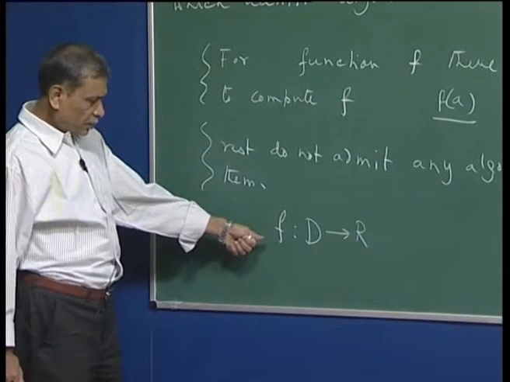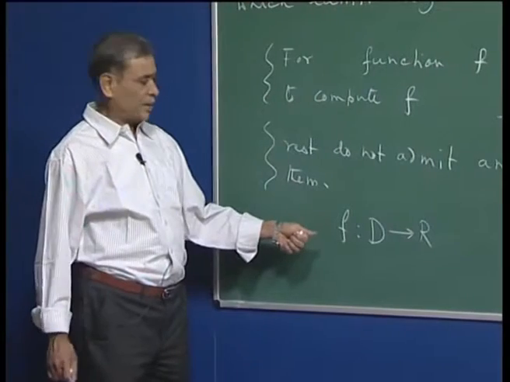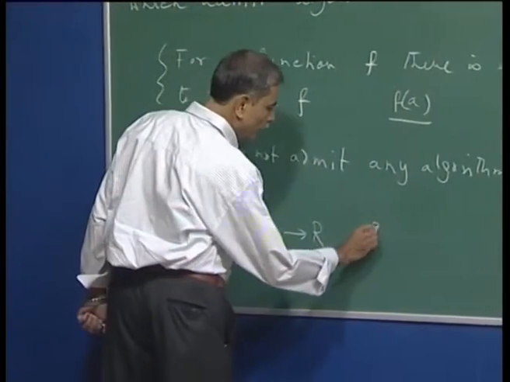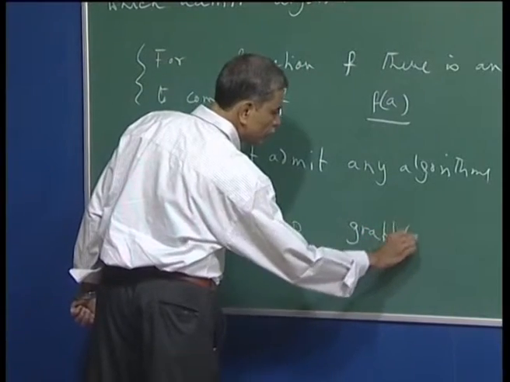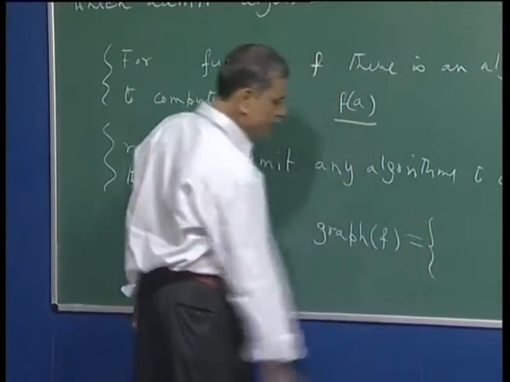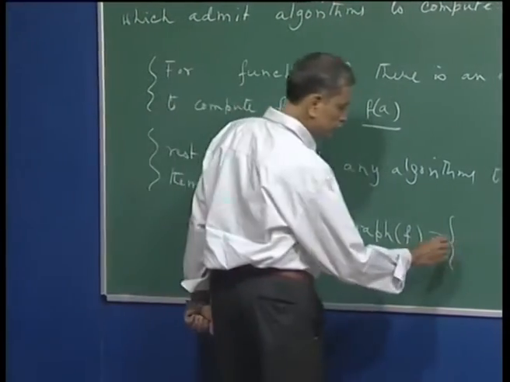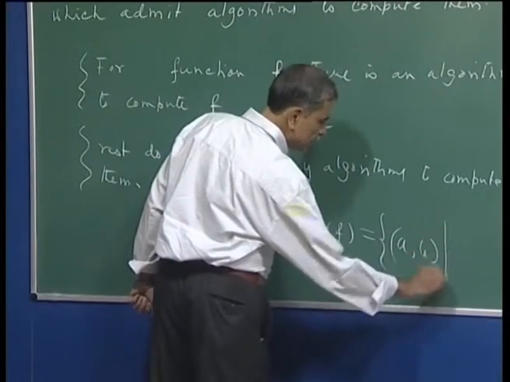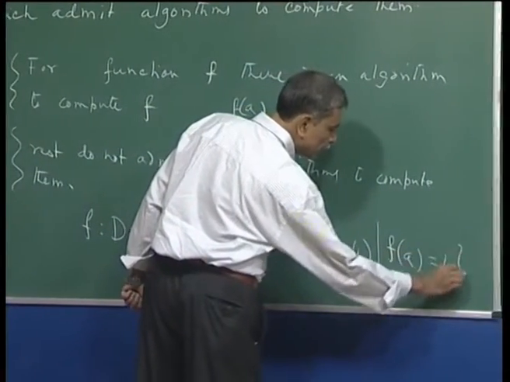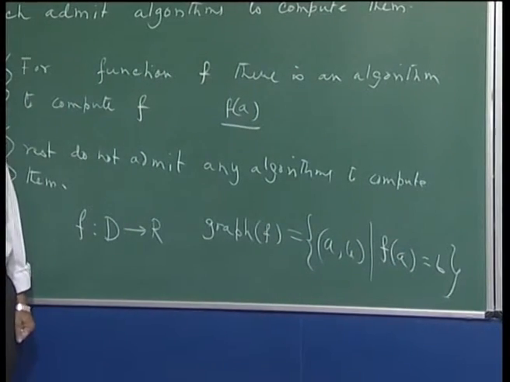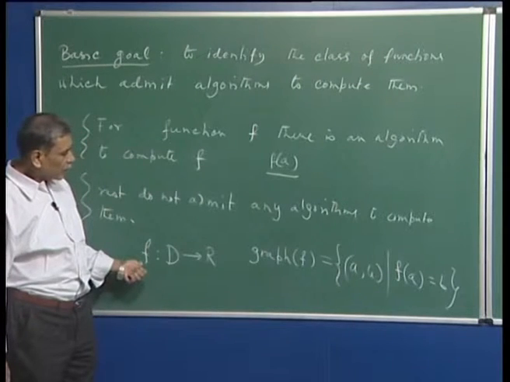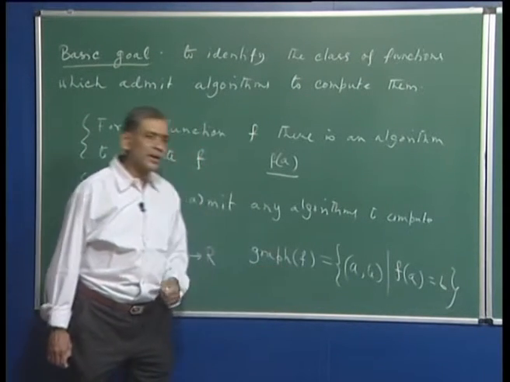Now, you might know that there is a very natural set which is associated with any function, and that set is called the graph of f. Right? And that graph of f is a set, and what is that set? That set is a set of tuples (A, B) such that f of A is equal to B. Okay. Now, the point is this, that with every function f, we can associate such a graph.